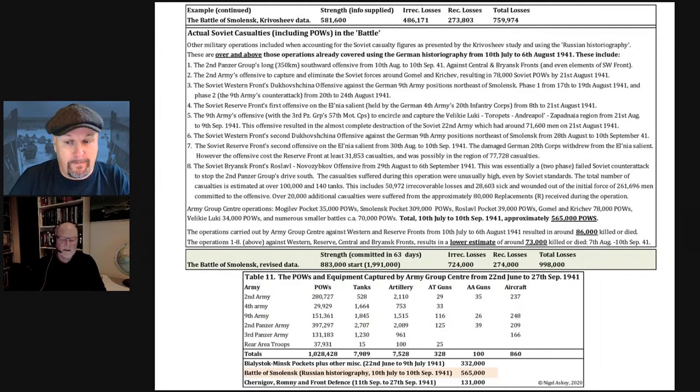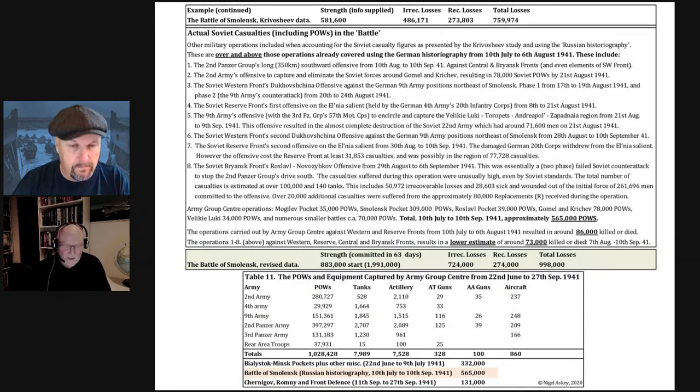Yeah, I mean, a lot of these battles run into each other. So one side in its records might define the battle as ending on the 10th of July, whereas the other side defines it as ending on the 30th of July. So its figures will have an extra two weeks of data. But this is an extreme case of that.